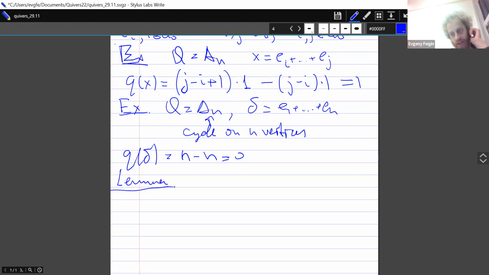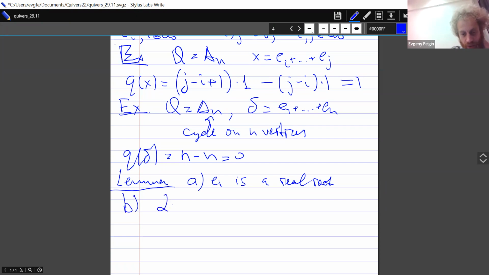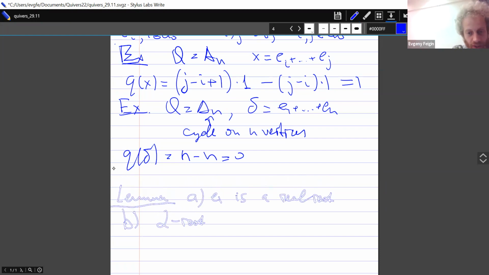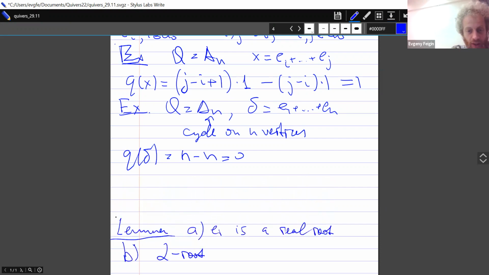Okay, so let us formulate the following lemma, which has several statements inside. So the first statement is that e_i is always a root, for any quiver. So part B is that if alpha is a root, or maybe to make it simpler, let me introduce a notation. So we say that Phi is the set of roots.